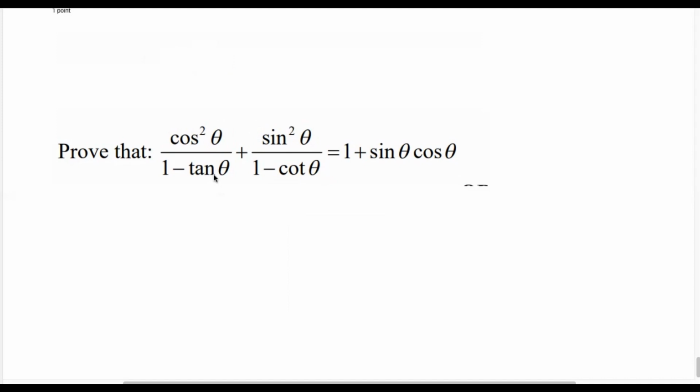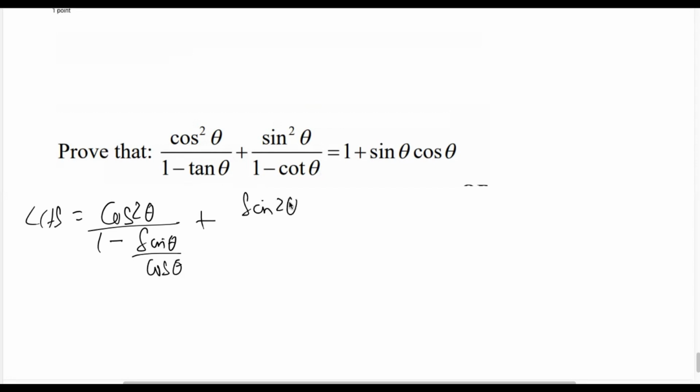We'll be starting with LHS. So what I'll do here, I'll be converting tan as sine by cos and cot as cos by sine. So if I do the LHS here, cos square theta as it is, divided by 1 minus tan, which is sine theta by cos theta, plus sine square theta divided by 1 minus cot theta, and cot is cos by sine, so it's cos theta by sine theta.